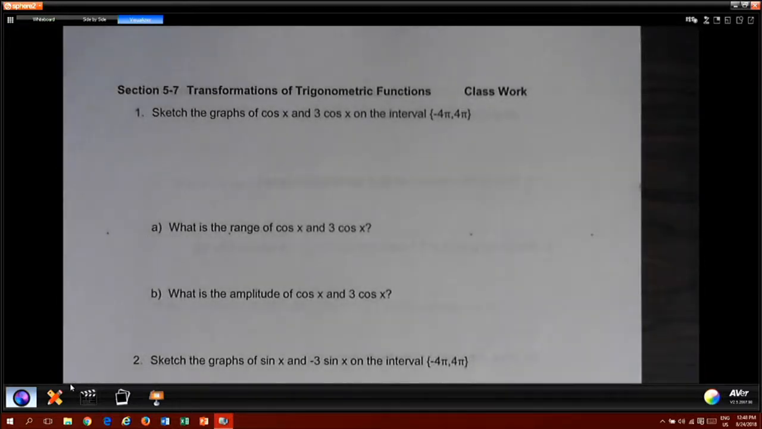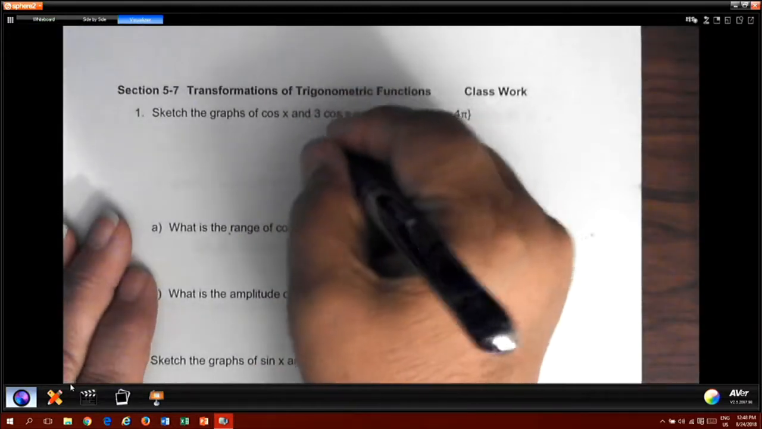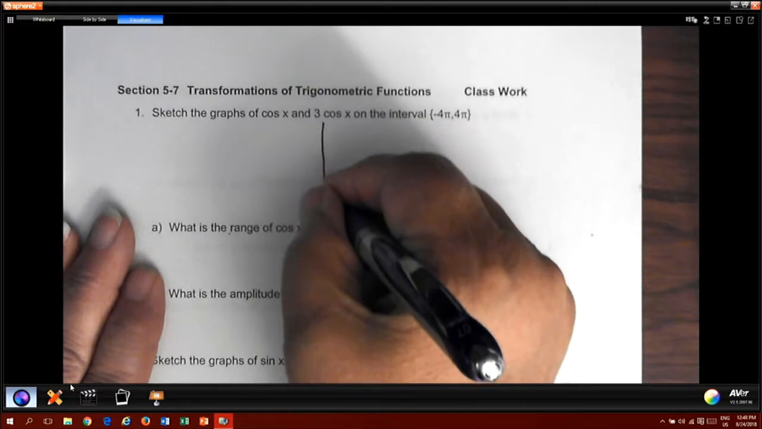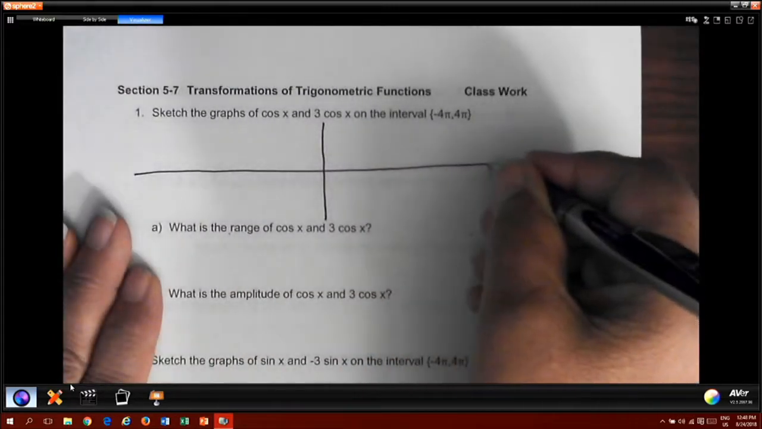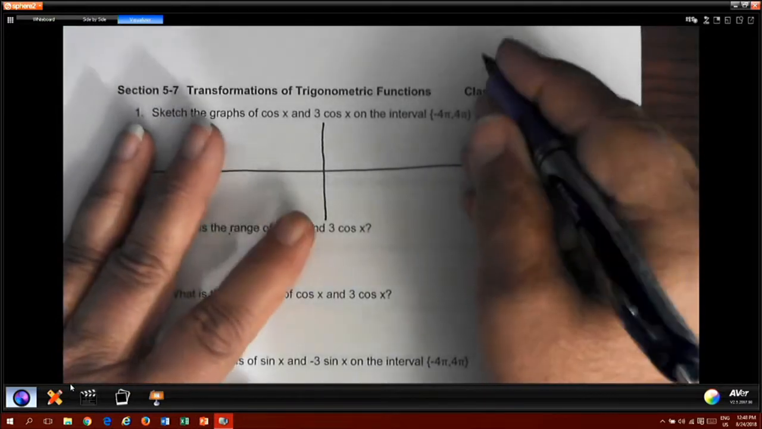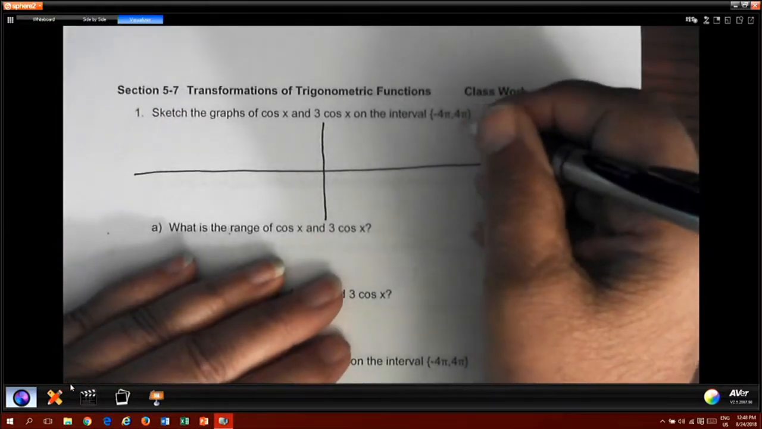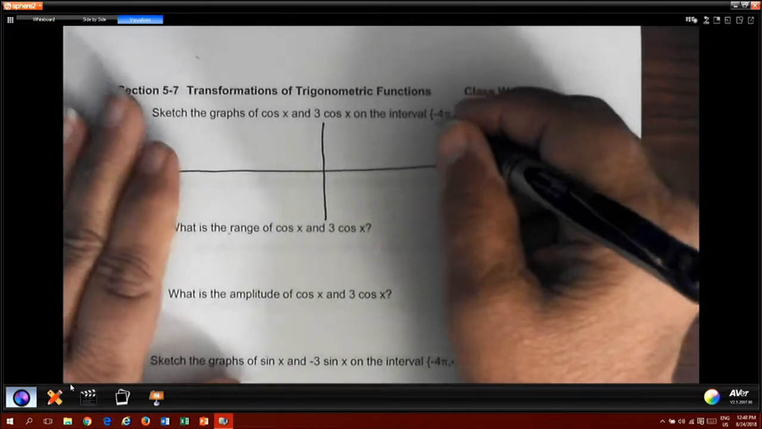Okay, this is our last section, and we're going to look at transformations of trigonometric functions, basically working with sine and cosine and graphing and what happens to it. So, if we look at a graph, and we're going from negative 4 pi to positive 4 pi.